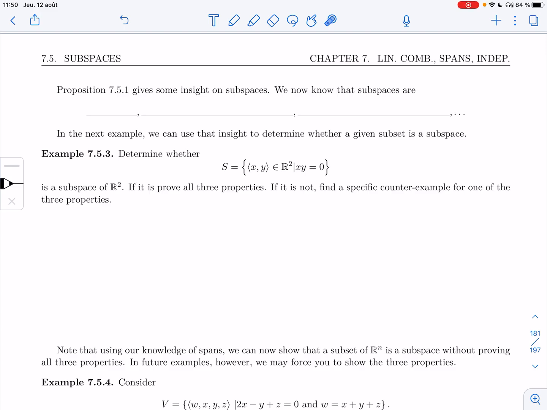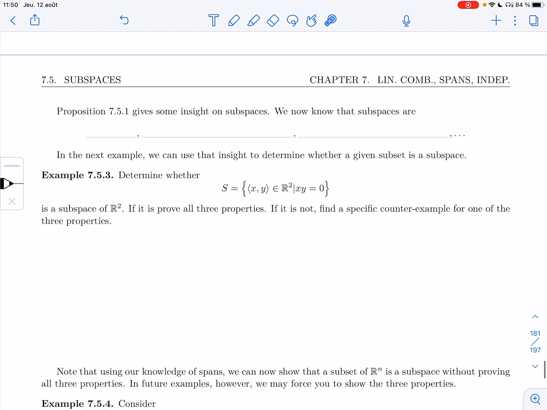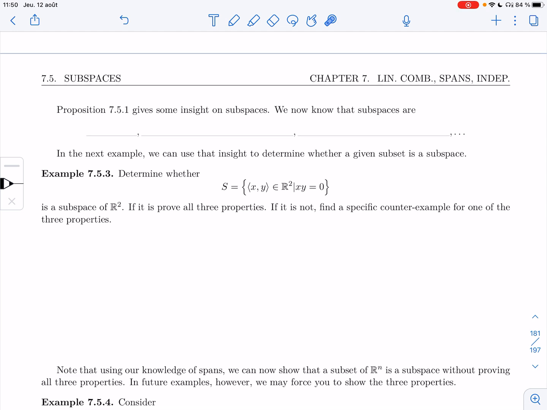Welcome back. In the last video, we showed that spans and subspaces are actually the same thing. In this video, we'll see how we could apply that knowledge to examples. So let's start. Proposition 7.5.1 gives some insight on subspaces. We know that subspaces are spans, and so we know spans.